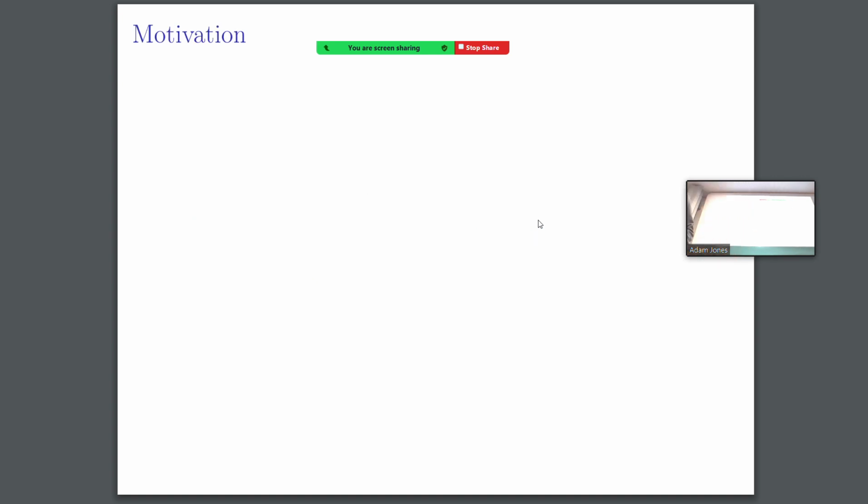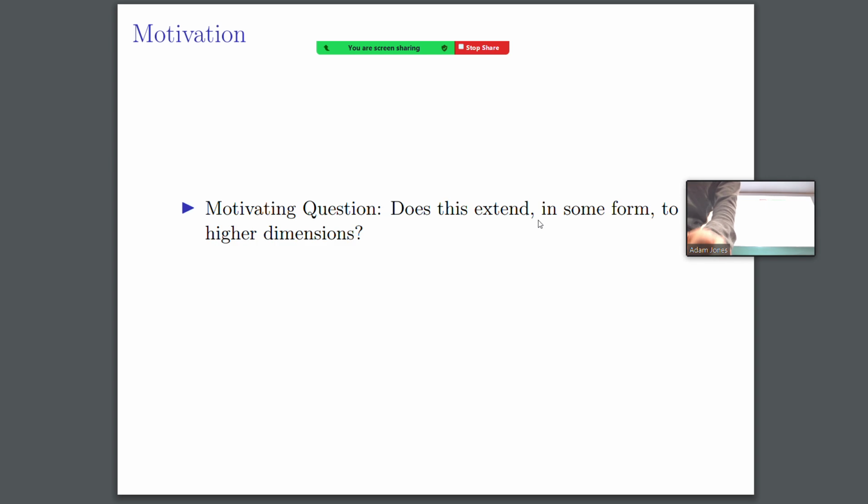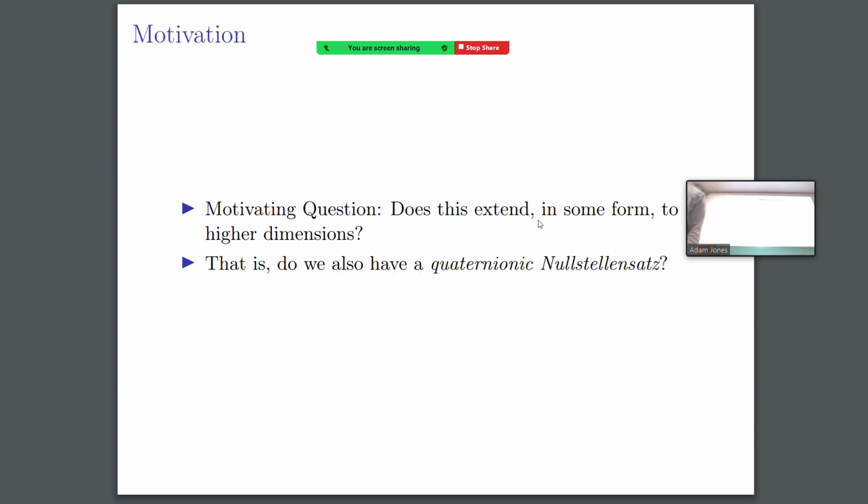Okay, so I guess you can see where I'm going with this. If the Nullstellensatz is a higher dimensional fundamental theorem of algebra, and we do have a fundamental theorem of algebra for the quaternions, do we also have a higher dimensional version of that? Can you extend this result of Jacobson to higher dimensions? And this is the motivational question for this talk.